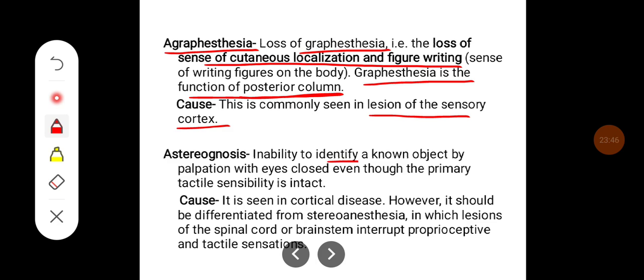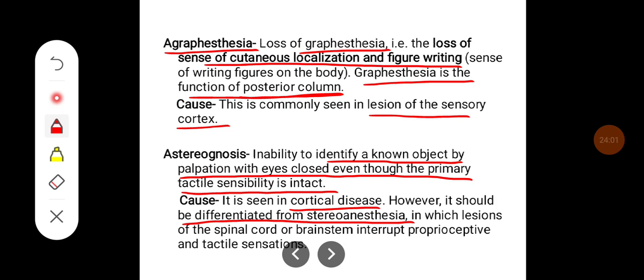Astereognosis is inability to identify a known object by palpation with closed eyes, even though the primary tactile sensibility is intact. It is caused by cortical disease. However, it should be differentiated from stereoanesthesia, in which lesions of the spinal cord or brainstem interrupt the proprioceptive tactile sensation.